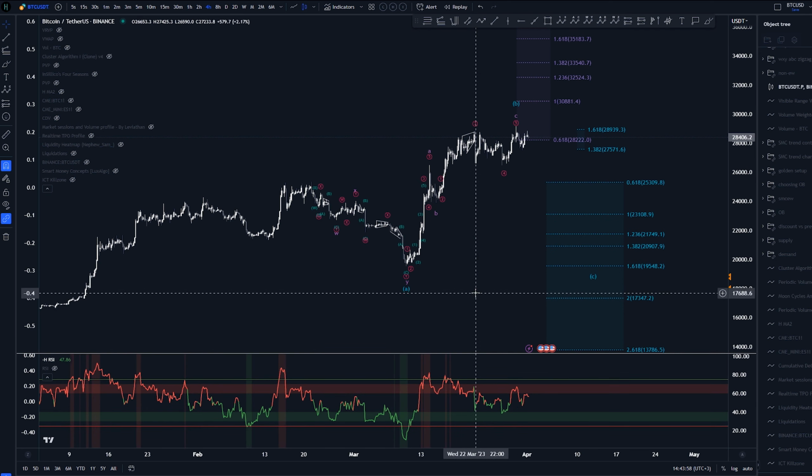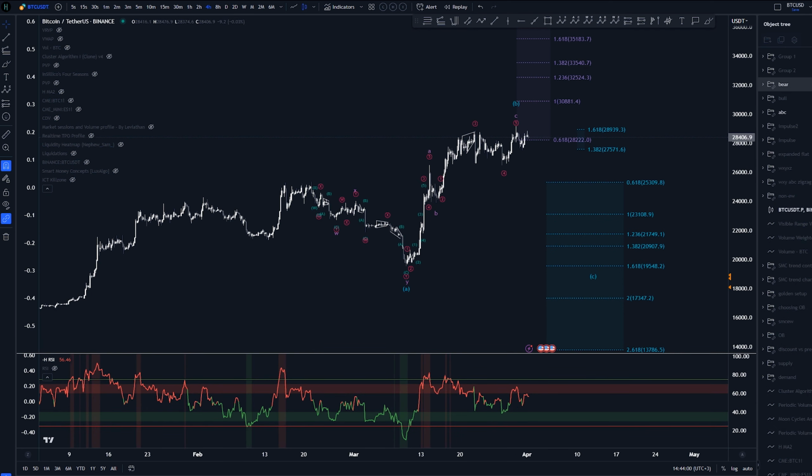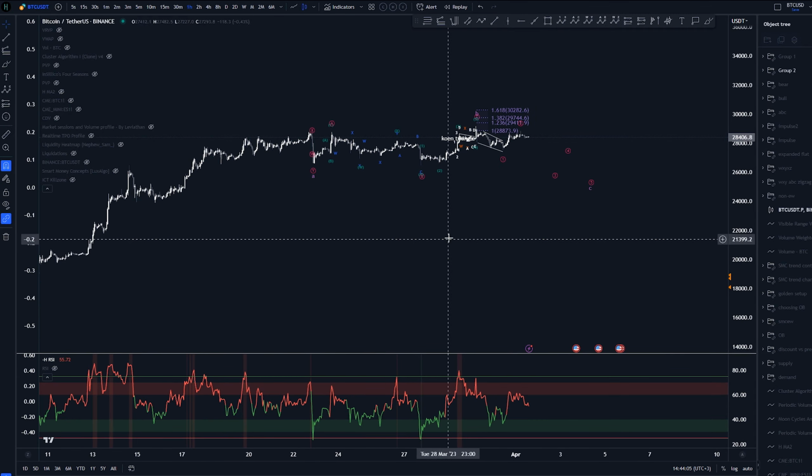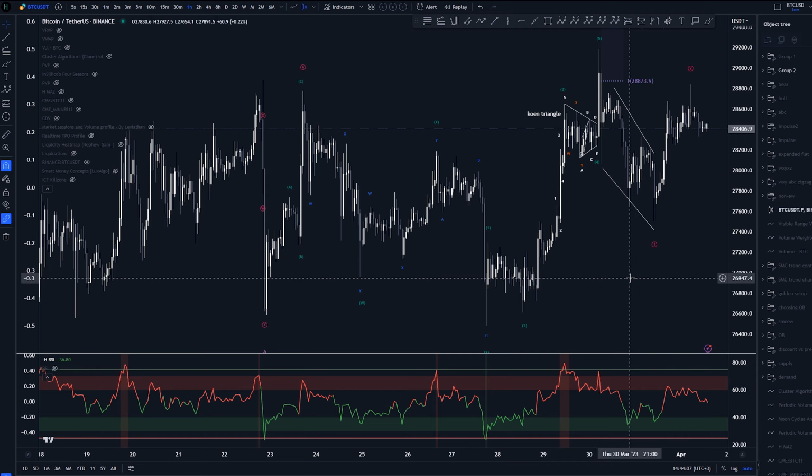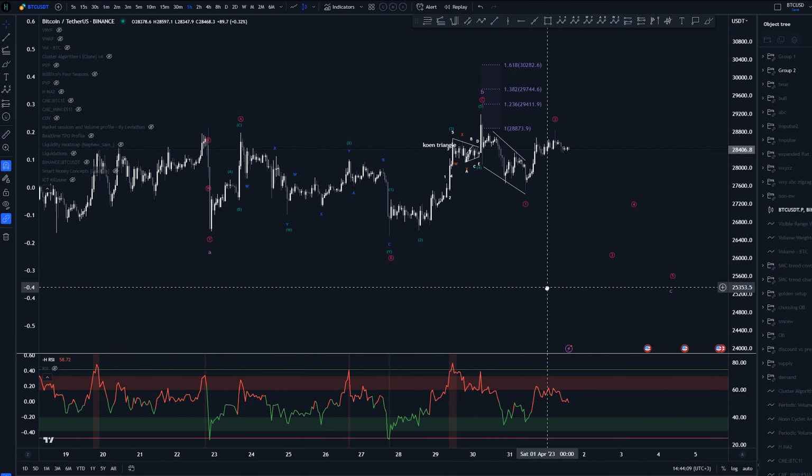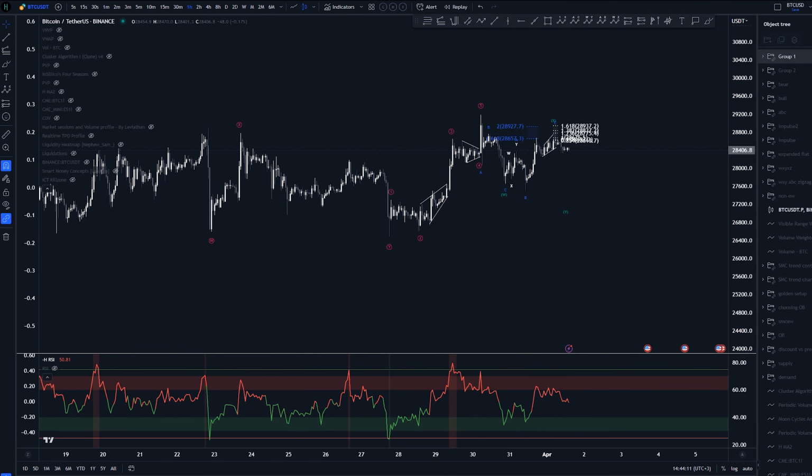Oops, not that one. There we go. And yeah, that's basically that. Let's check out the smaller time frames to keep an eye on where we are at. Again, this was the one that I was talking about, where let's actually go through this one first.